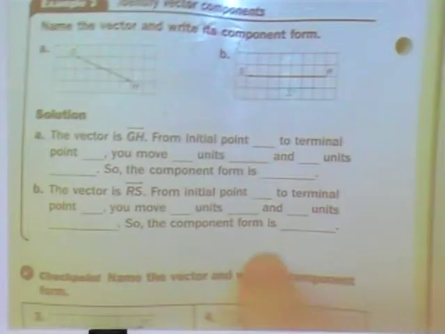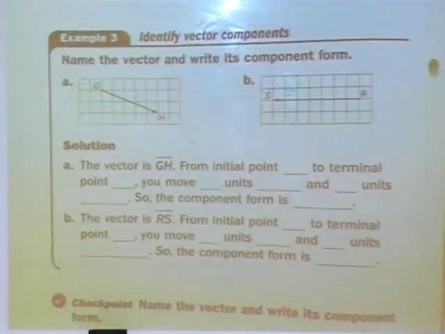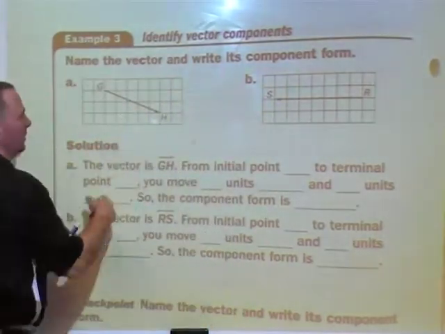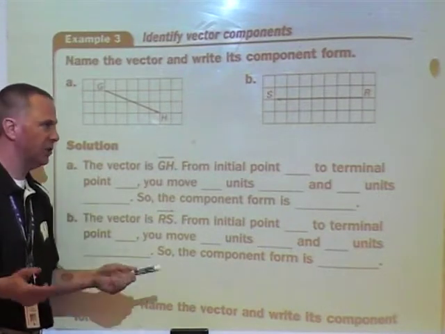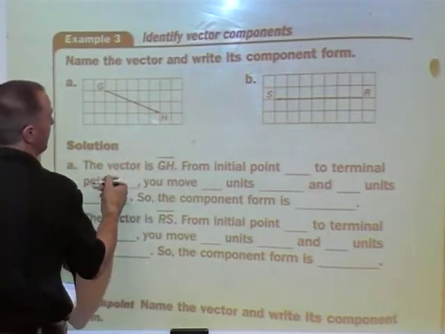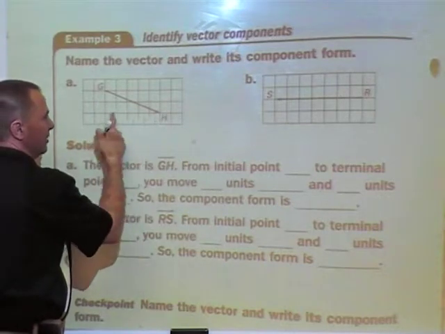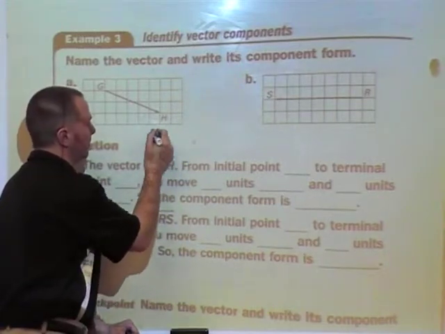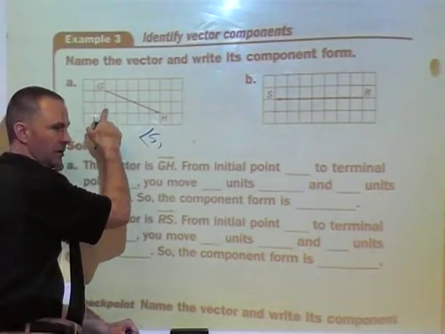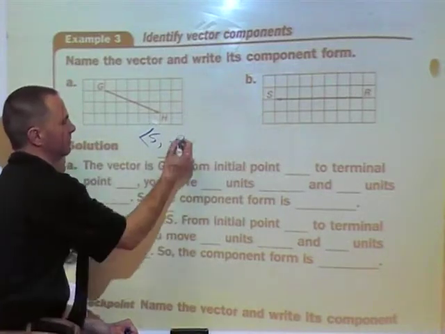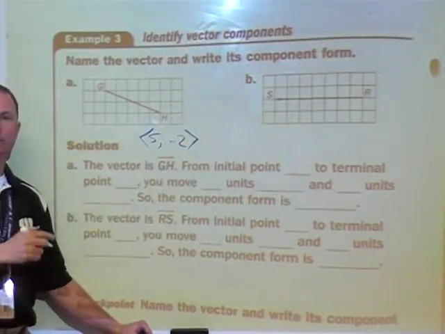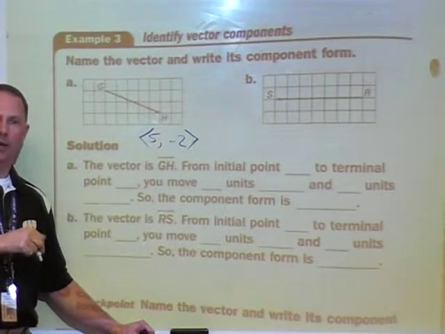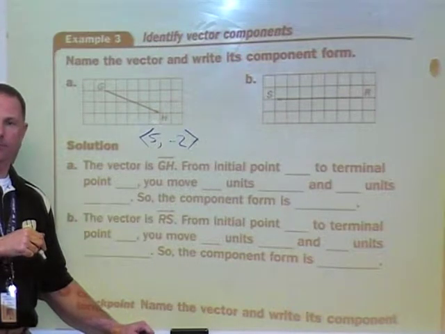And the vector in its component form. The vector is GH. Component form is what? Again, you're doing your x change. What's the change in x from here to here? It's 5. Negative 2, going down. Nice. So if you're going left, the x is negative, right? If you're going down, the y is negative, right?